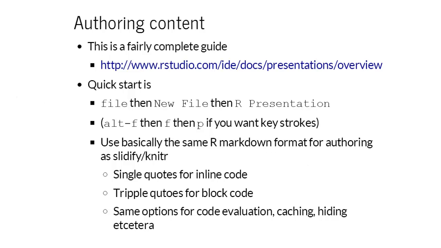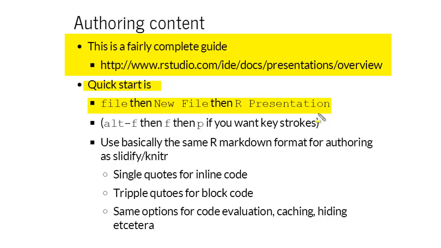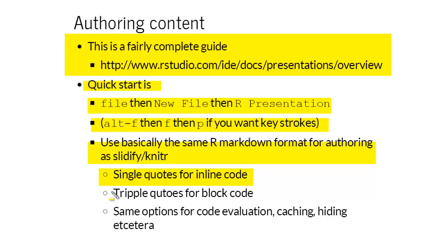So the guide that you probably want to follow is on this link right here. Go to that guide. It's very good. Most of this content is just taken from that link, and I created this presentation in RStudioPresenter so you can get a sense of what it looks like. The quick start is just you do File and then New File, then R Presentation. And if you're a keystroke junkie, that's just Alt F, then P. Then you just start using Slidify knitr style commands for authoring content. They have all these things that'll help walk you through it. So single quotes for inline code, triple quotes for block code, and the same options as knitr for code evaluation and cache.